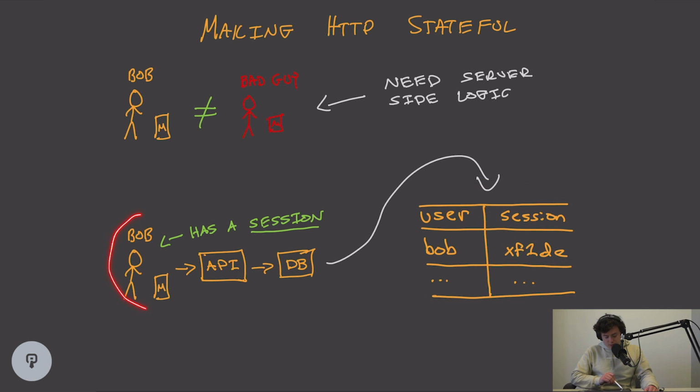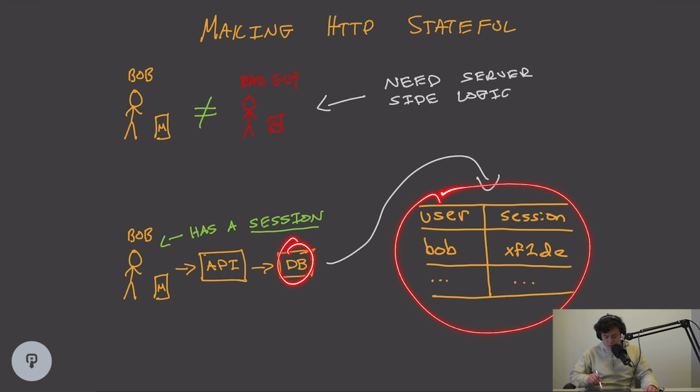Whenever Bob logs in, the API is going to generate the session ID, which was XF1DE, and put it in the database. The API needs to generate that in a secure fashion, and we'll learn about that in the next slide. But now with every single request Bob makes, he's going to send his session token along, and the API for every request is going to go to the database, look it up in the sessions table, and then know that the user is Bob.